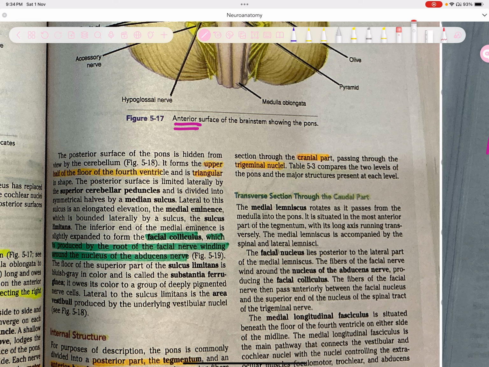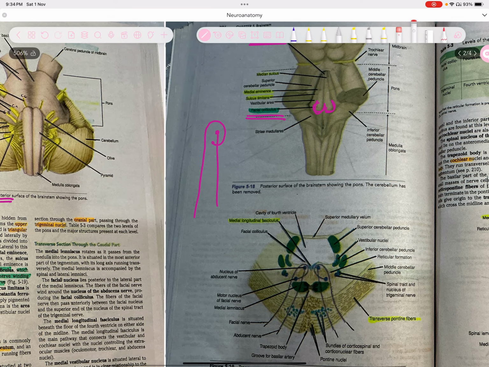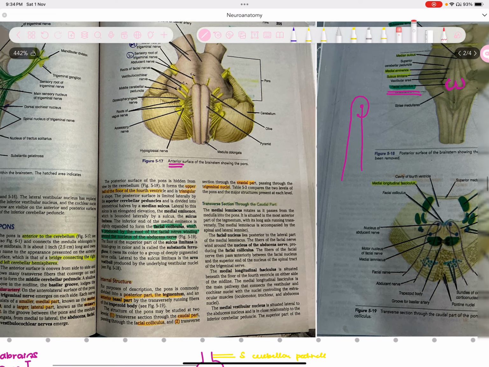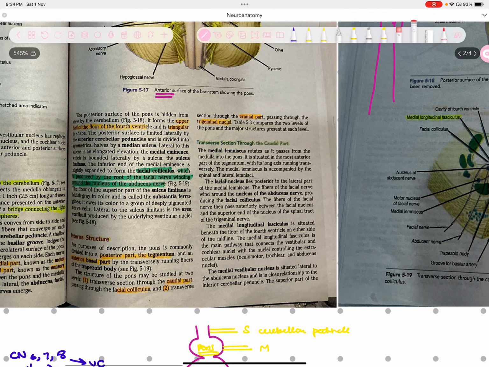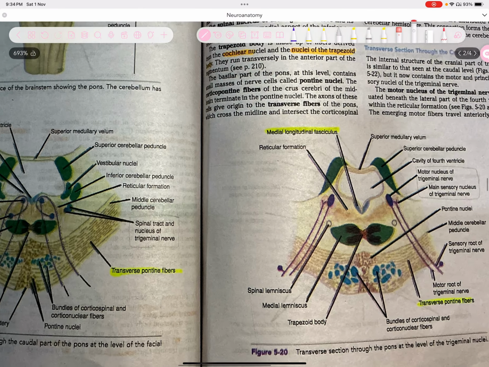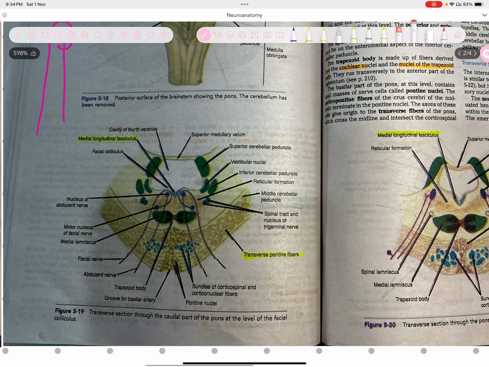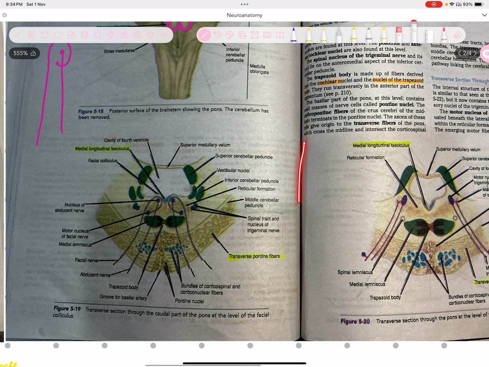Now, the floor of the superior part of the sulcus limitans is bluish gray in color and is called the substantia ferruginea. It owes its color to a group of deeply pigmented nerve cells. Lateral to the sulcus limitans is the area vestibuli, which is produced by underlying vestibular nuclei. So I'm sure I've covered everything. Now let's move towards the internal structure. Trust me, there's no point in reading the theory when it comes to the internal structure. You just need to look at the diagram and make a comparison between the two.